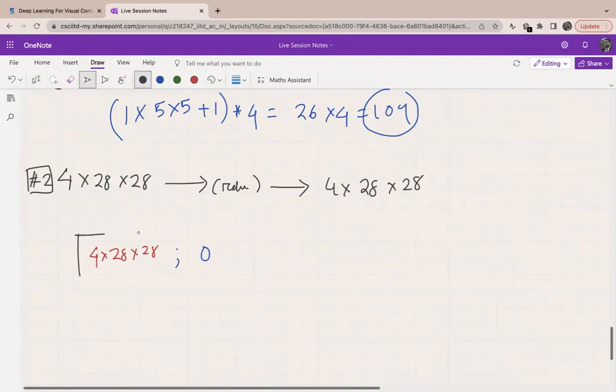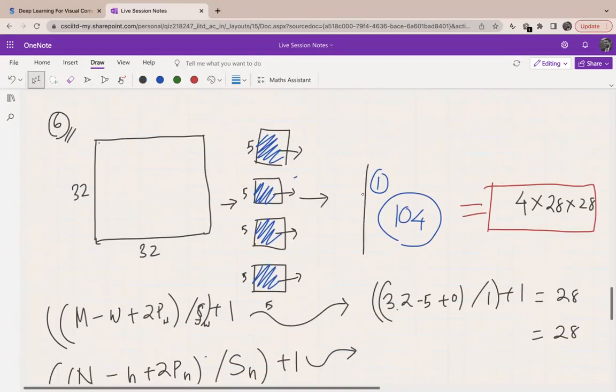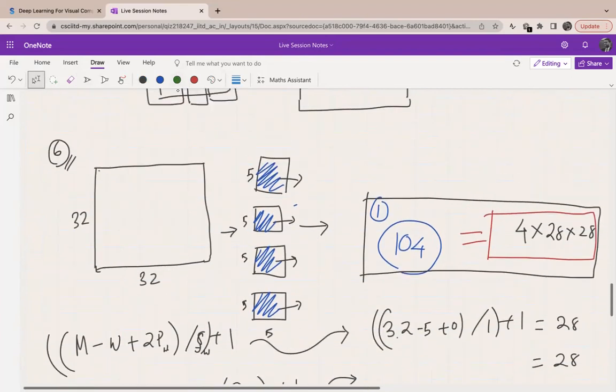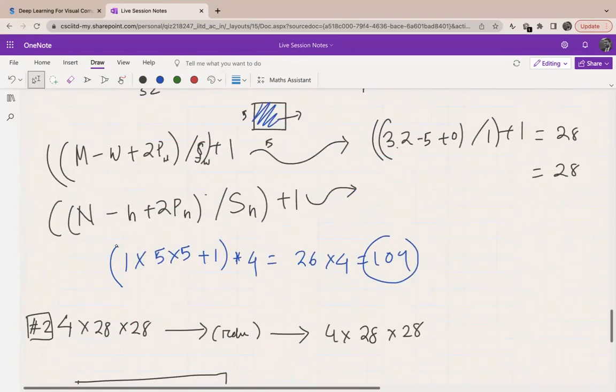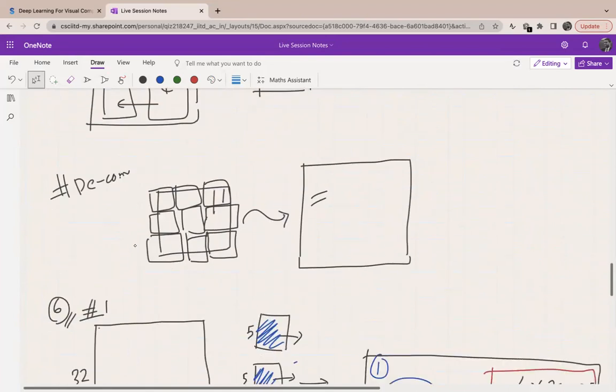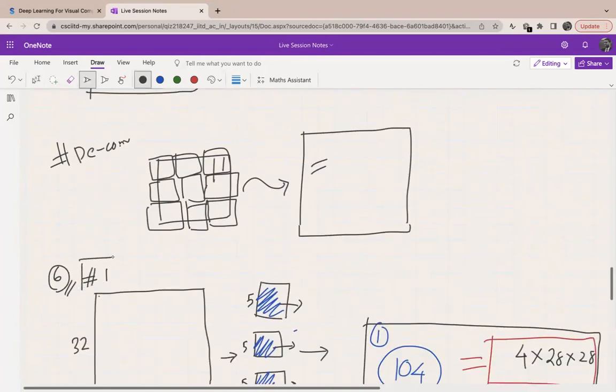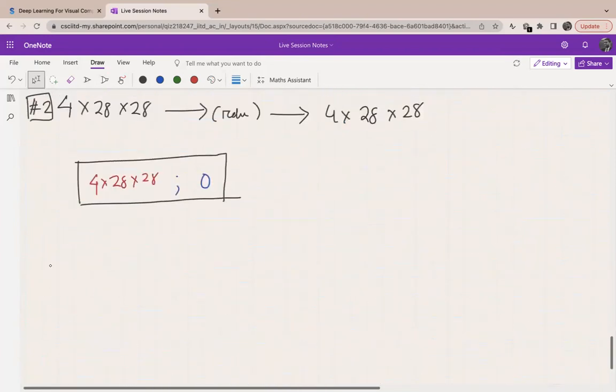I will do it in black. And also do it in black. This is layer 1. This is layer 2. Let's see what next. Layer 3. Okay.